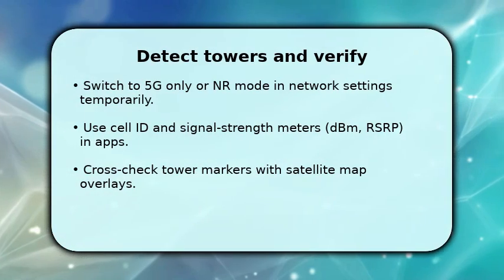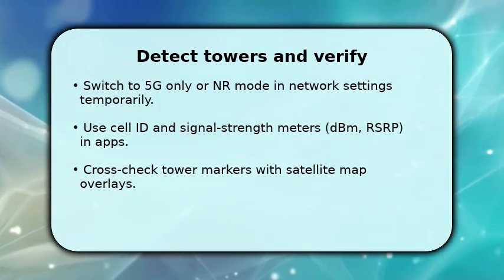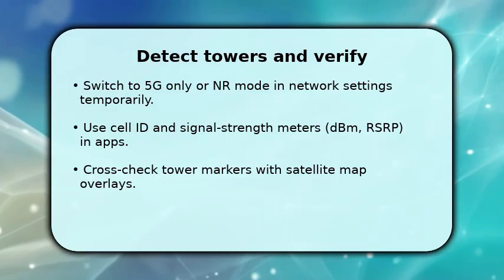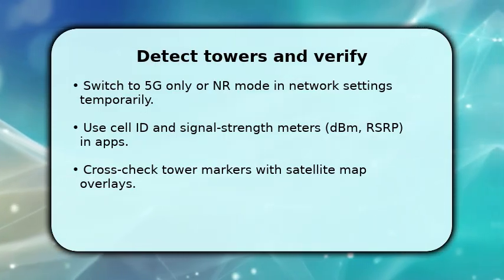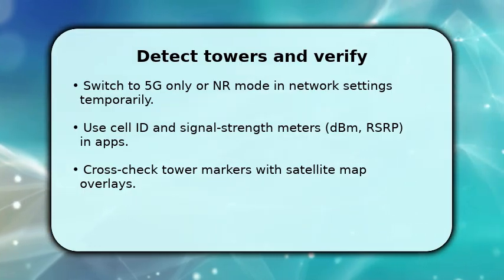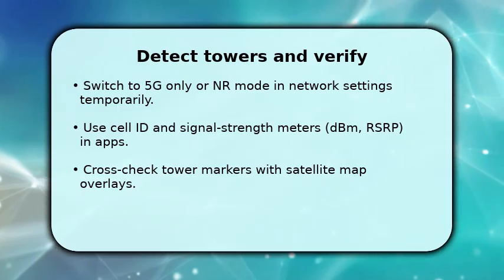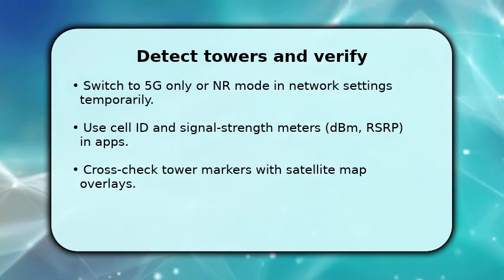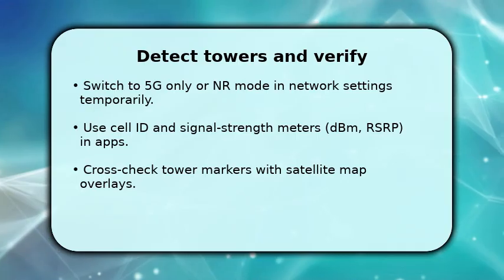You now switch the phone to 5G preferred or NR mode to force connections that reveal nearby 5G cells. Open a signal analysis app to read cell ID, PCI, RSRP, and RSSI values. These numbers tell you which cell you're attached to and how strong it is.